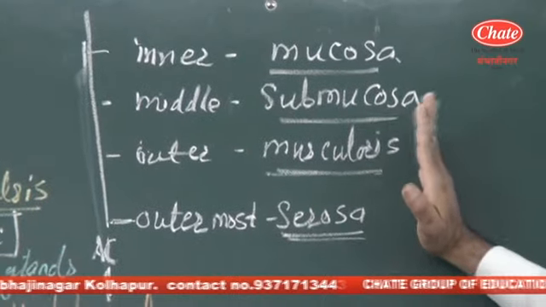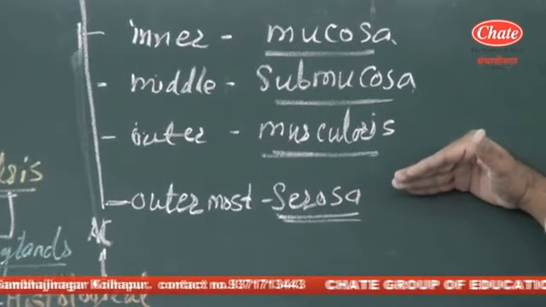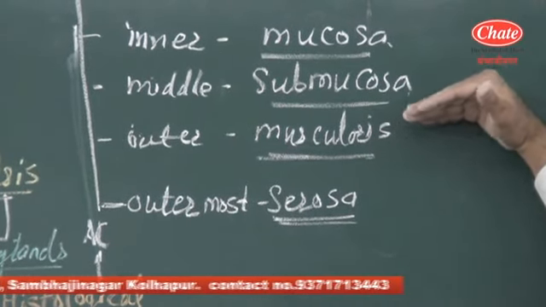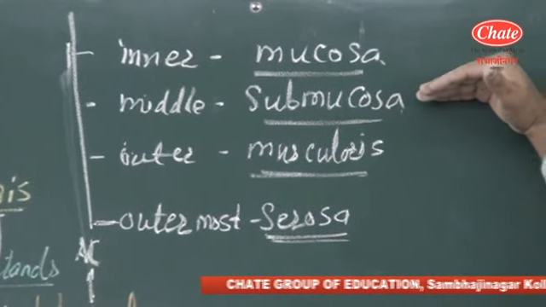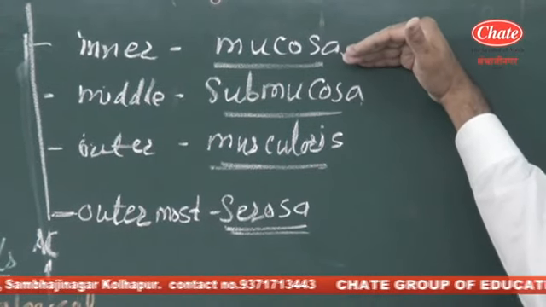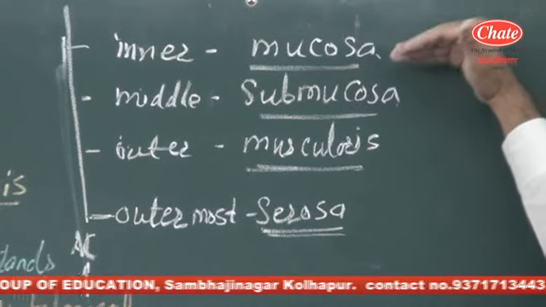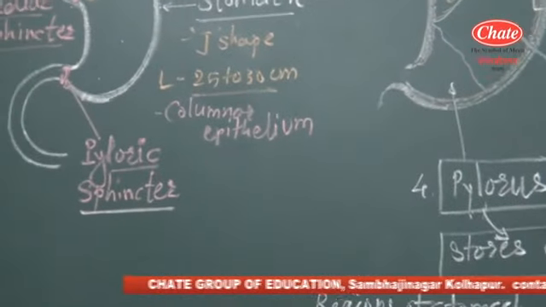The outer serosa is made up of fibrous connective tissue, so its function is protection. Muscularis is made up of different muscles, so its function is contraction and relaxation. The middle submucosa consists of connective tissue, blood vessels and nerve endings, while the inner mucosa lines the epithelium along with the lamina propria. And you know that the epithelium of the stomach is lined by columnar epithelium.